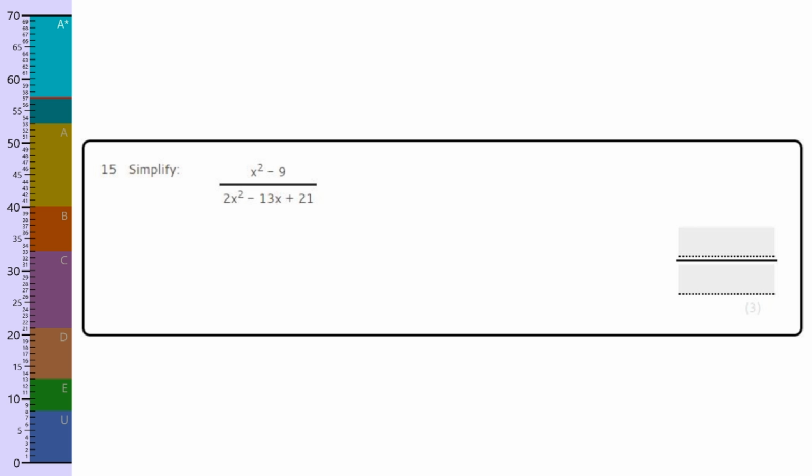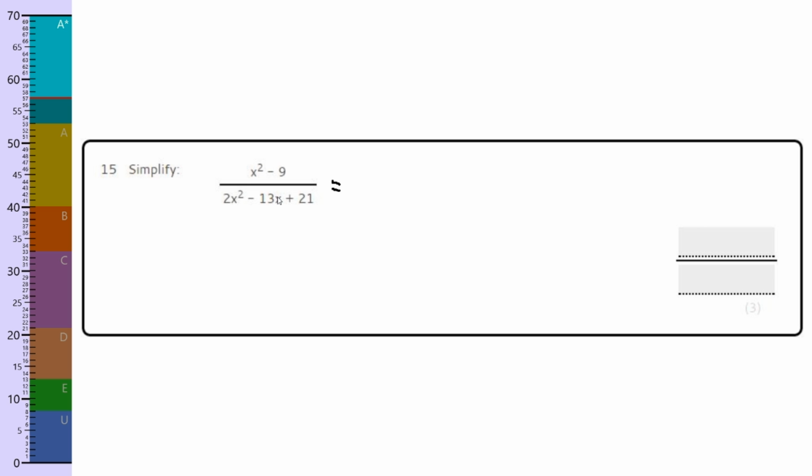Okay, I do enjoy these questions. They make me feel smart. So, first of all, to simplify this, some people might go, alright, there's an x at the top, let's cross that out, and an x at the bottom, let's cross that out. It doesn't work. The reason it doesn't work is that you can't just divide something top and bottom if there's more than one term at the top or bottom. Here there's 2 terms, the x squared and the minus 9, and here there's 3 terms. Okay, the 2x squared, minus 13x, and the 21. Okay, they're 5 terms in total.